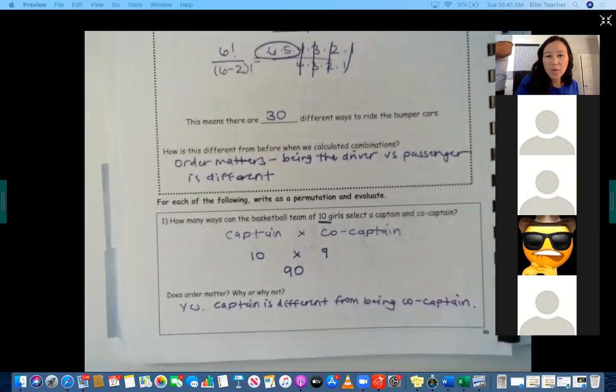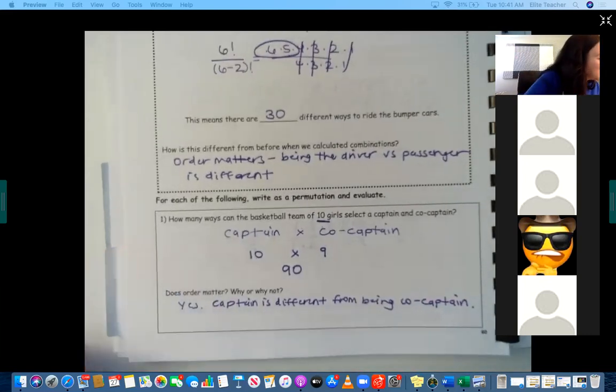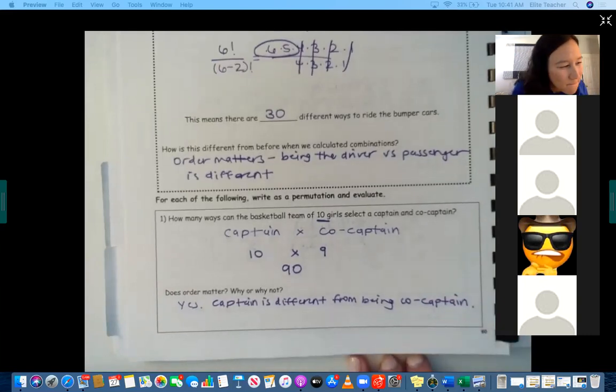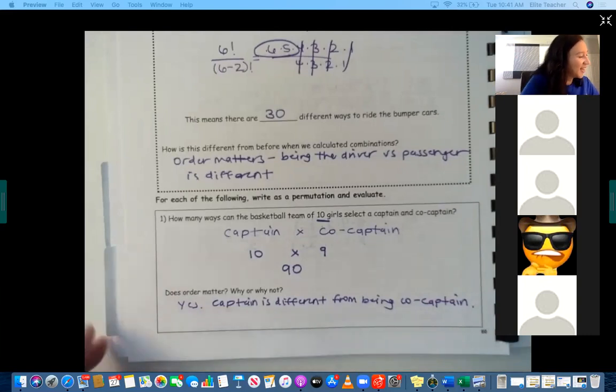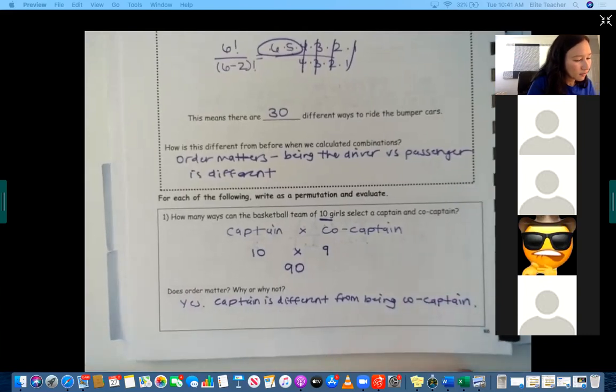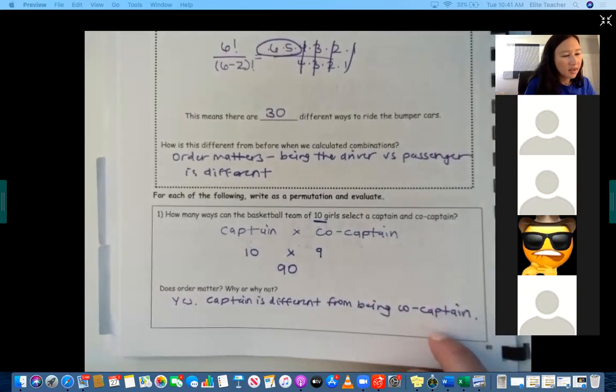Okay, any questions on number one? Yes, who won? Who gets to be co-captain from our team, our geometry team? Oh no, I meant the example. Never mind. Miss Moore is the captain.